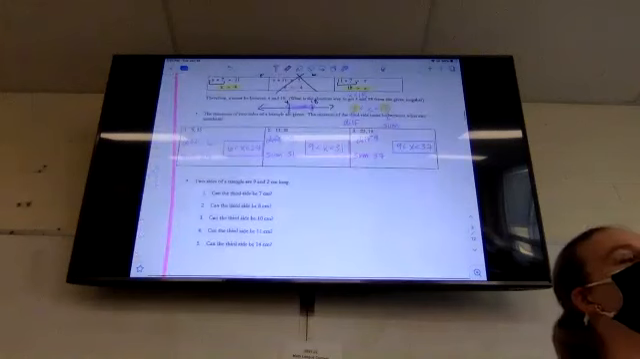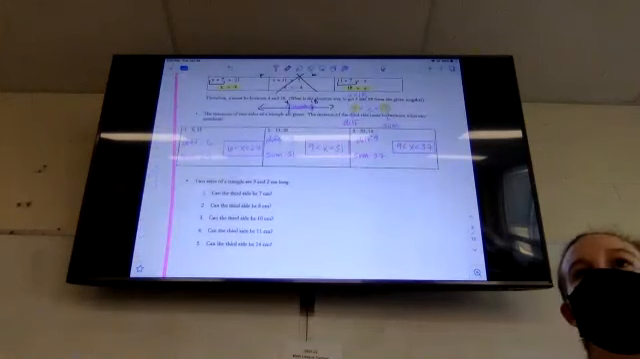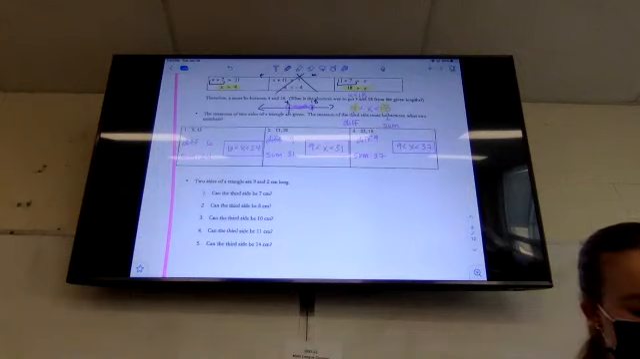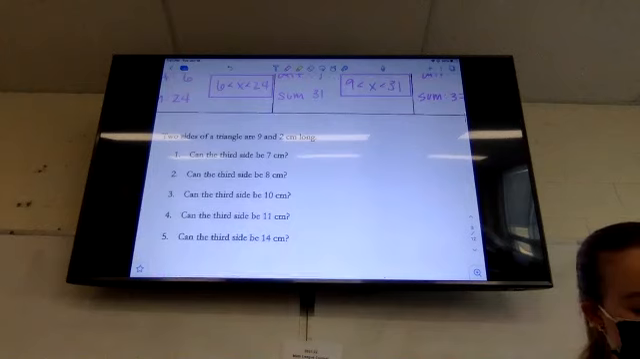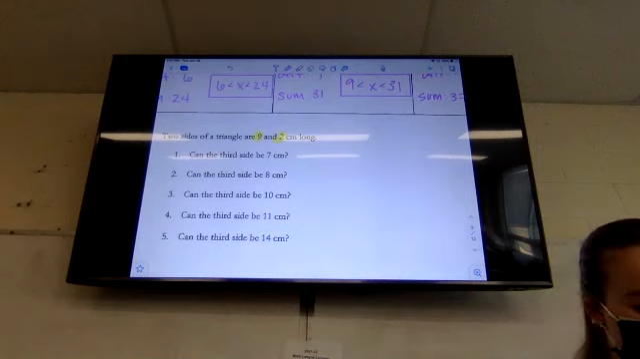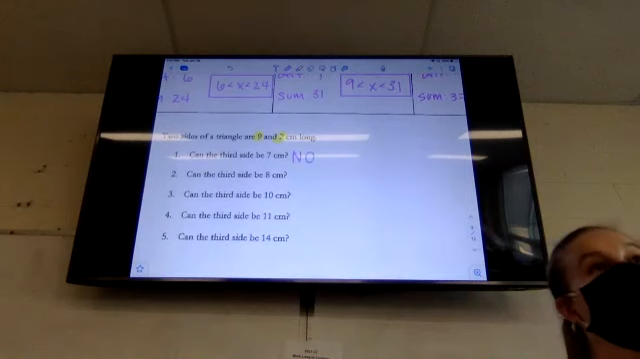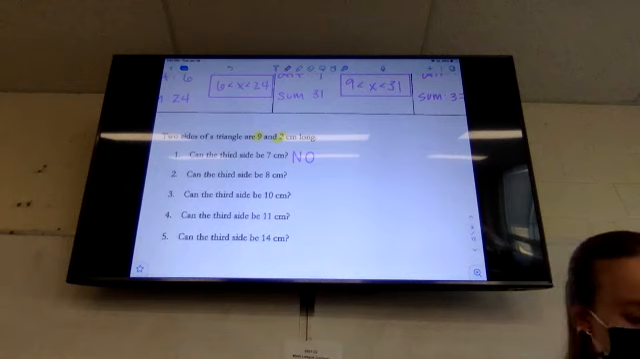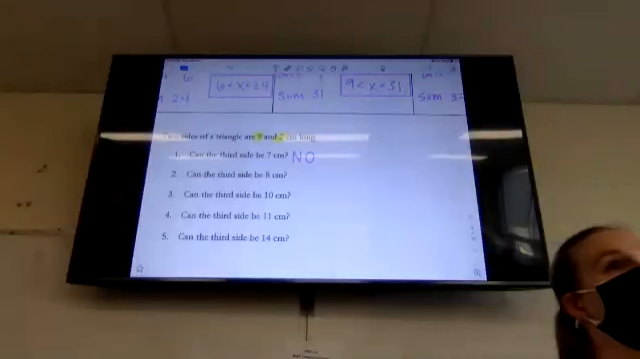All right, the last 5 questions are just yes or no's. Based on what we know, can those 3 side lengths work? So we already know we have 9 and 2. Can the other side be 7? Why not? 2 plus 7 is 9. They can't equal each other. What about 8? Can it be 8?